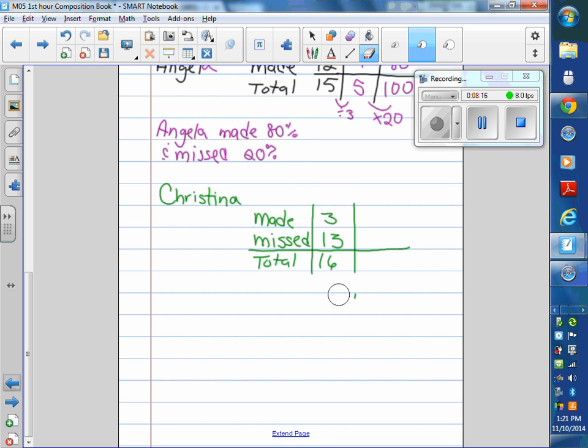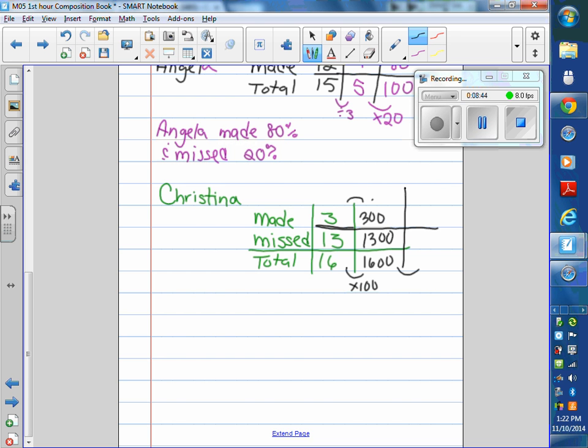So 16 is harder to get to 100, right? Yeah. Whenever the number doesn't go into 100 evenly, multiply by 100. Just times by 100. 1600, not 1,000. And then what do I have up here? 300. And here? 1,300. And then I want percent.